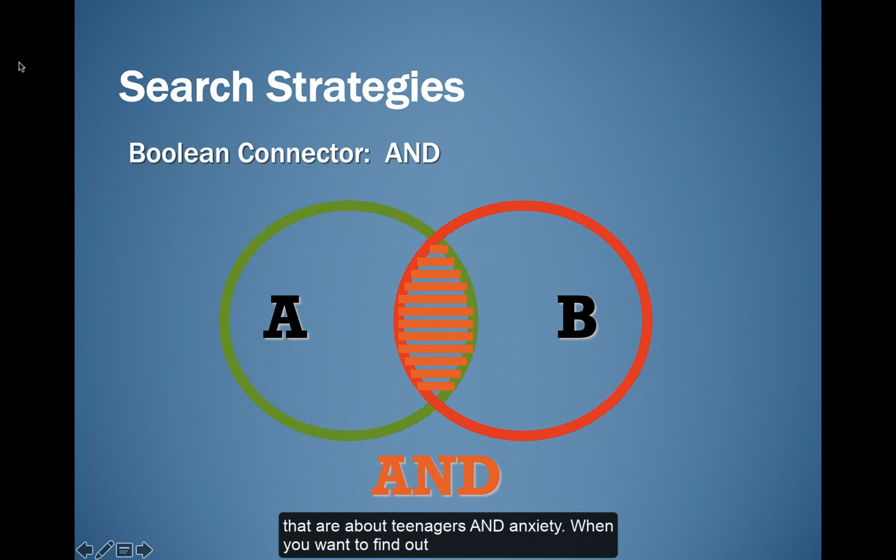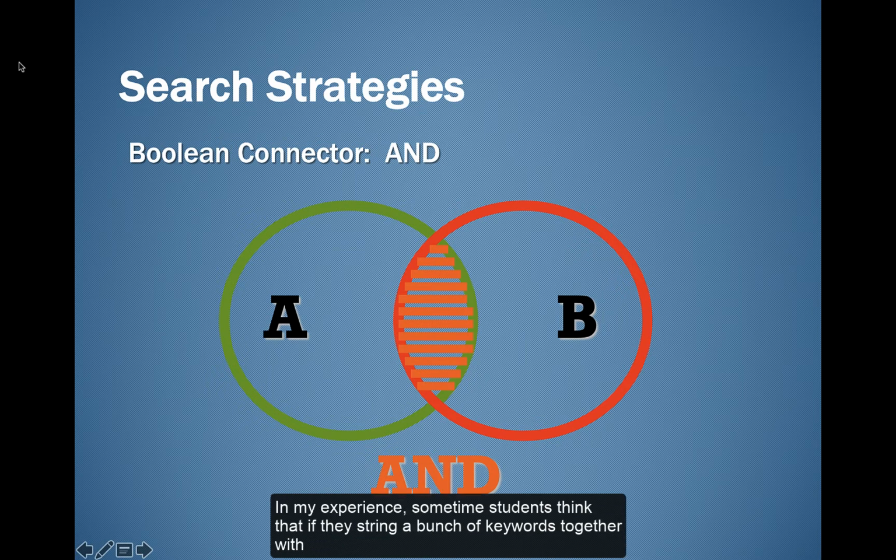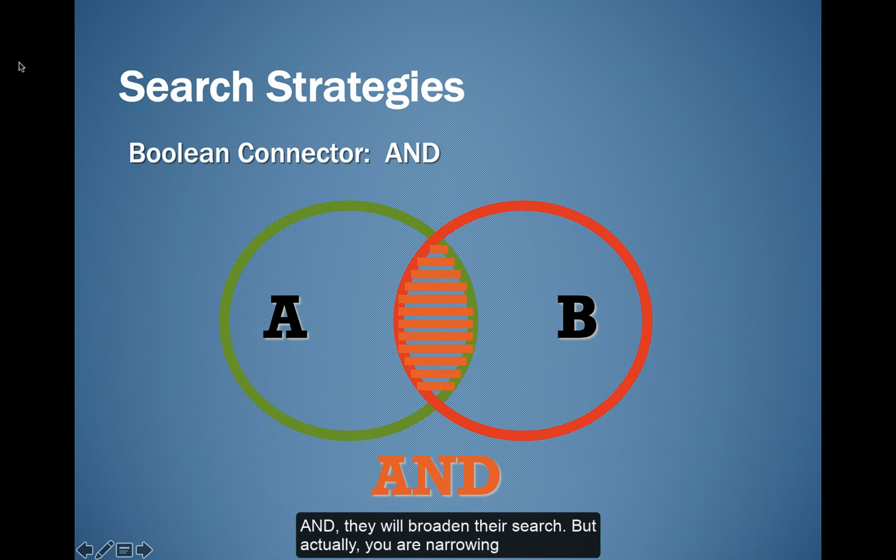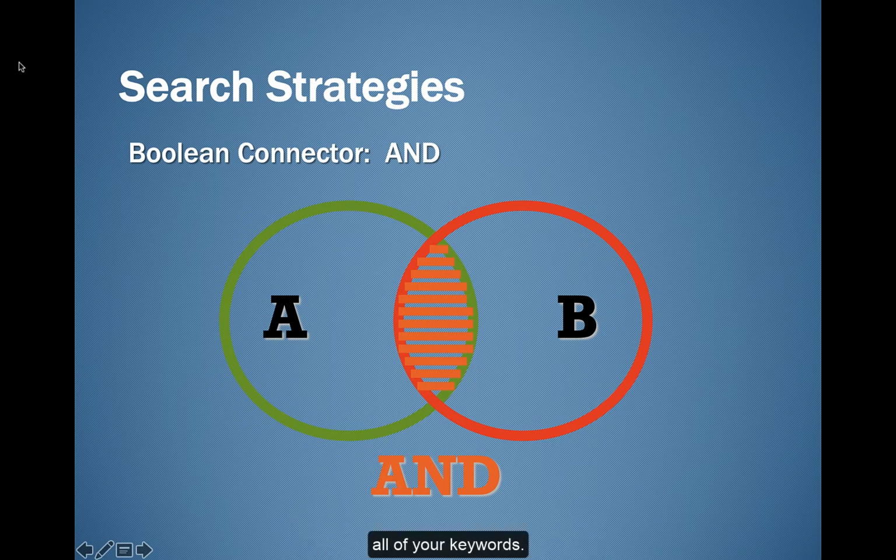When you want to find out the relationship between two variables, such as teenagers and anxiety, you usually do not have to include other keywords like affect, benefits, relationship, etc. When you use and, that implies there is a relationship between those two concepts. And narrows your results in a way that it requires the database to retrieve only articles with the keywords you have chosen. In my experience, sometimes students think that if they string a bunch of keywords together with and, they will broaden their search. But actually, you are narrowing your search because you are telling the database that any results must include all of your keywords.